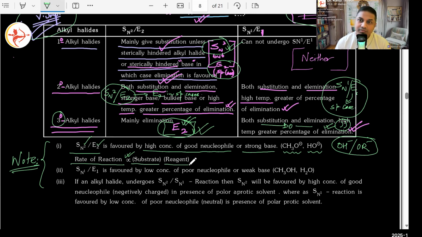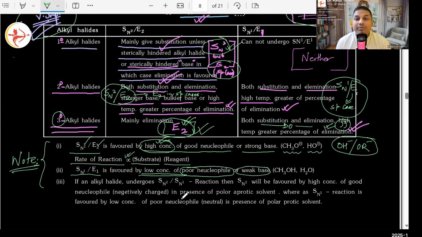Understood? Okay. But when it comes to SN1 and E1, does the rate depend on the concentration of the nucleophile? No. It is favored, in fact, by low concentration. Here it is favored by high concentration. That's why we were saying stronger base and all that. SN1 and E1 are favored by low concentration of which type of nucleophile? In fact, a poorer nucleophile, not that strong a nucleophile, or a poorer or weak base.